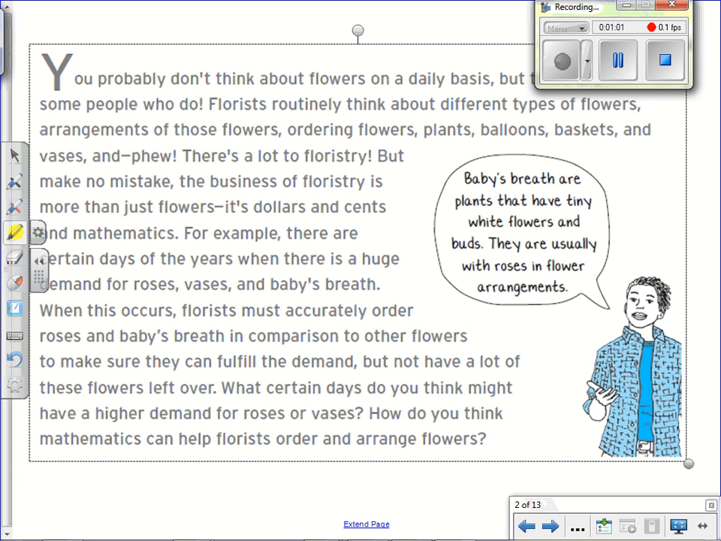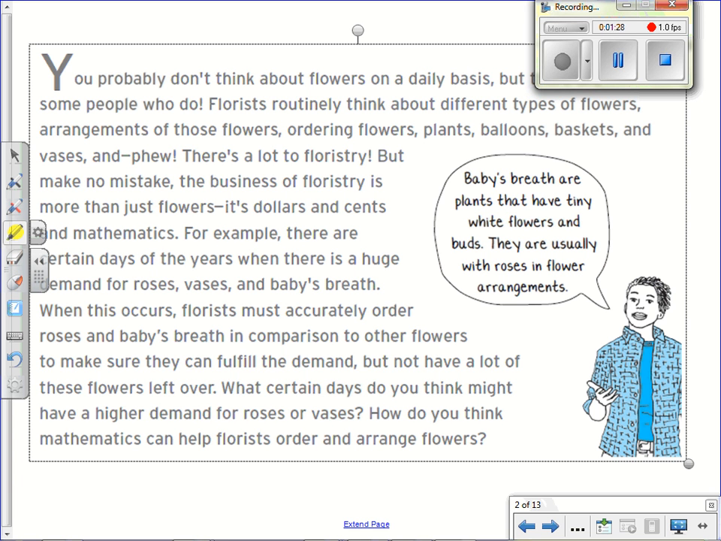I'm going to read this section to you, and I'd like for you to read with me and maybe underline some things if you think you find anything important. So you probably don't think about flowers on a daily basis, but there are some people who do. Florists routinely think about different types of flowers, arrangements of those flowers, ordering flowers, plants, balloons, baskets, and vases, and there's a lot to floristry.